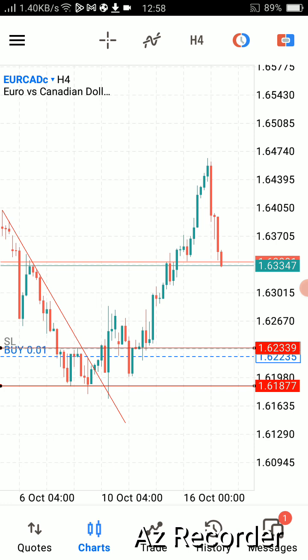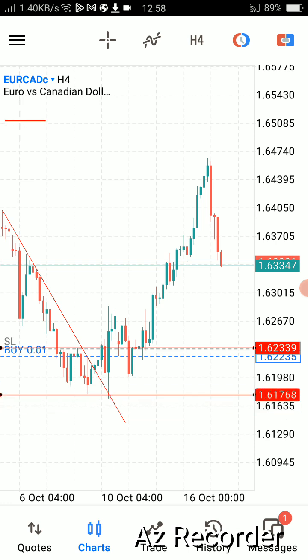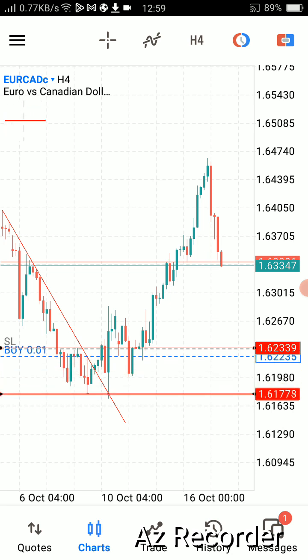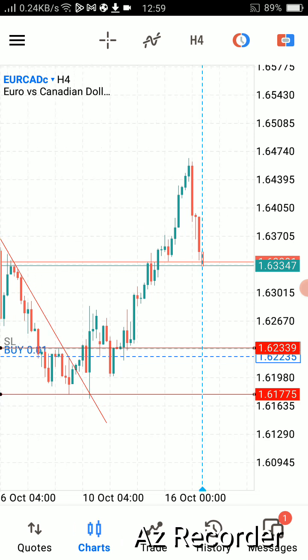Where was my stop loss? My stop loss was right here. I took here a buy, risking 2% of my capital, and I placed my stop loss here. After that, as you know, I'm a single trader. The only thing that I had to do was to wait and see what the market will do.